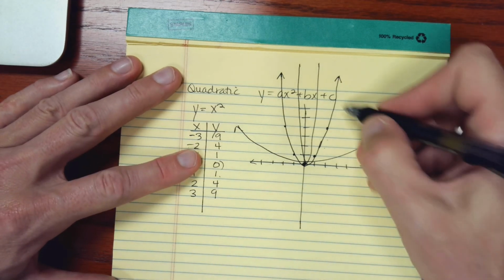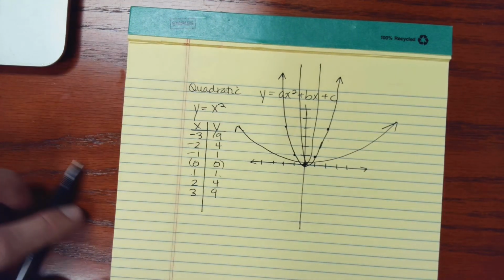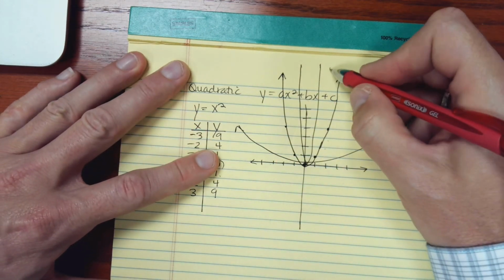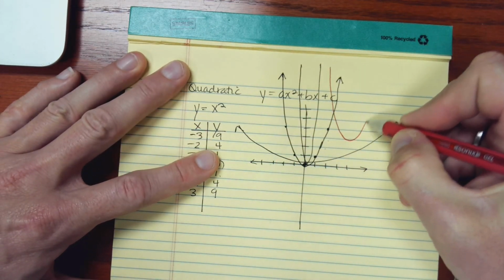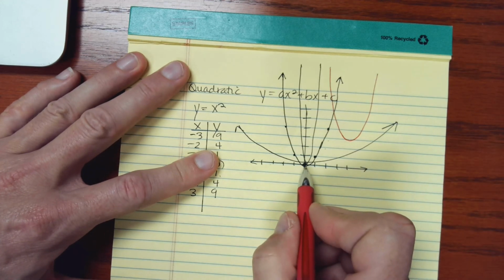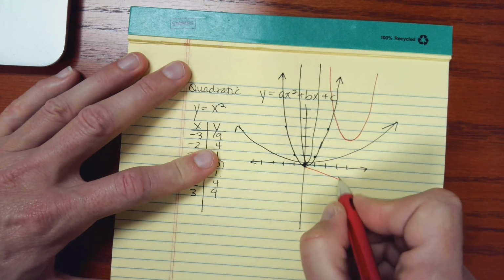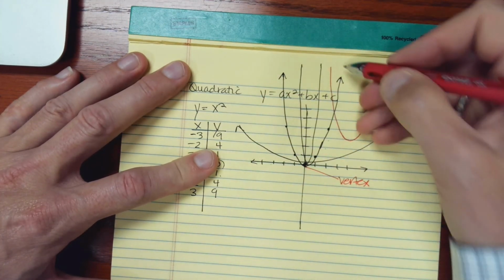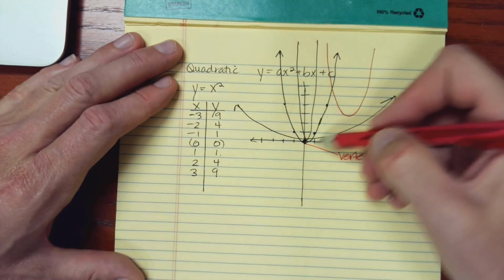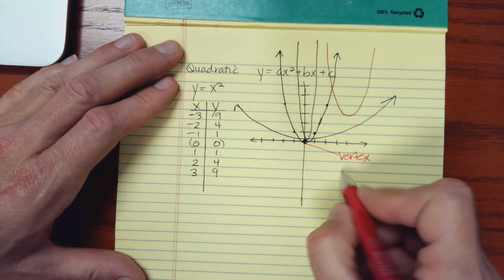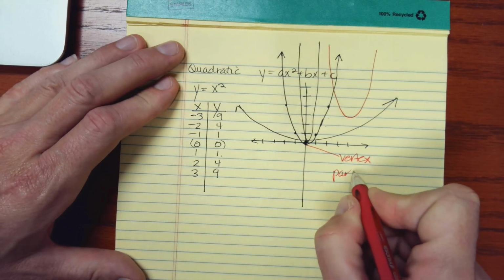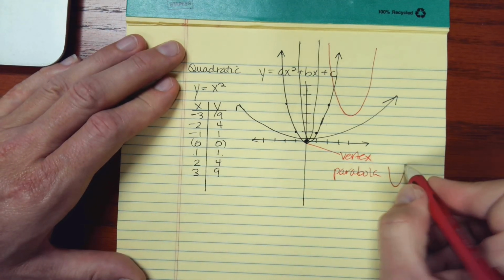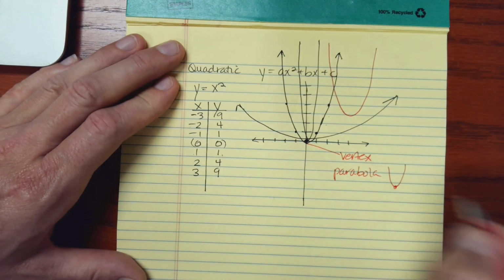It may be moved. So switch colors. By adjusting these values, it's also possible to just move it so that it's not based at the origin. By the way, this point is called the vertex. That's the low point, in this case when it's opening up. So that's where the curve changes, at the vertex of the parabola. So that's the overall shape, and the vertex is just this point.